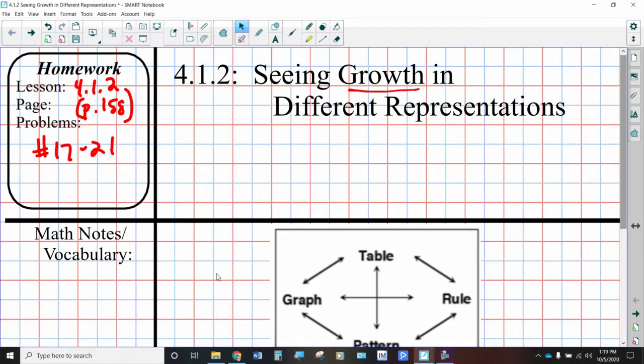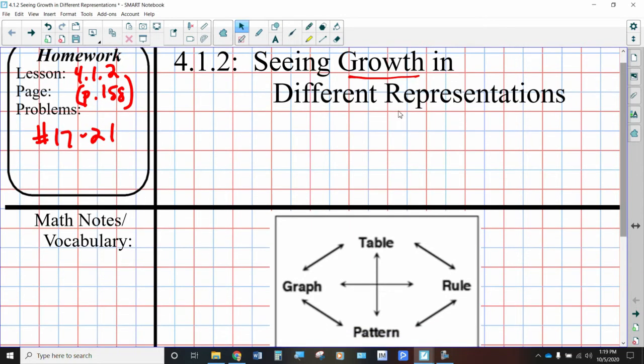Alrighty, let's get started on lesson 4.1.2. This is called Seeing Growth in Different Representations. So what we want to do over the next couple of lessons is look at different representations and see how you see the growth occurring in the table.